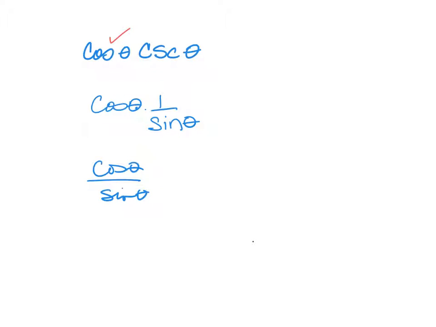And if you look at your paper, now that you've finished it and it's gotten down to one fraction, cosine over sine is the same as cotangent of theta. So that is the most simple way of writing cosine of theta times cosecant of theta.